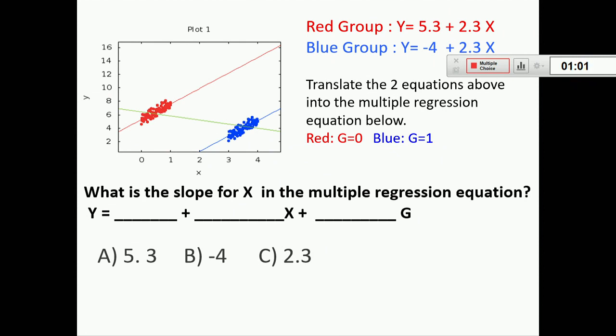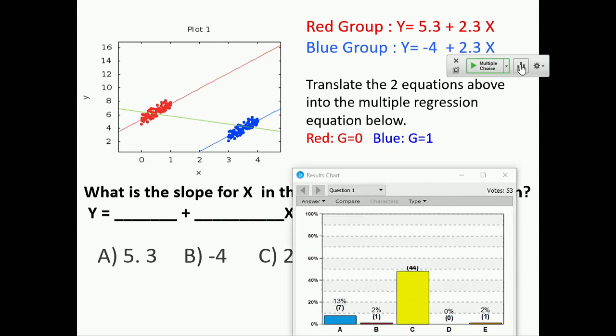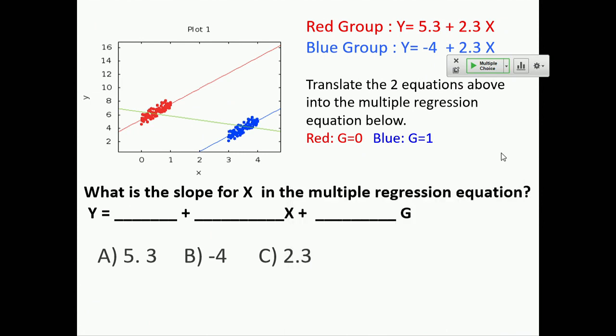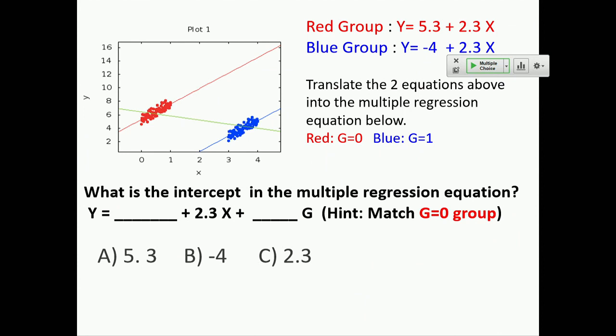Are y'all voting? Okay, I'm going to stop it and see what you said. Great. Perfect. Okay, so we've got that taken care of, and let's move down to the next one. All right, now what's the intercept? You have to pay attention to this coding here. We know 2.3 was correct for the slope. Now you want to figure out this blank right here. What do you want to put in there?